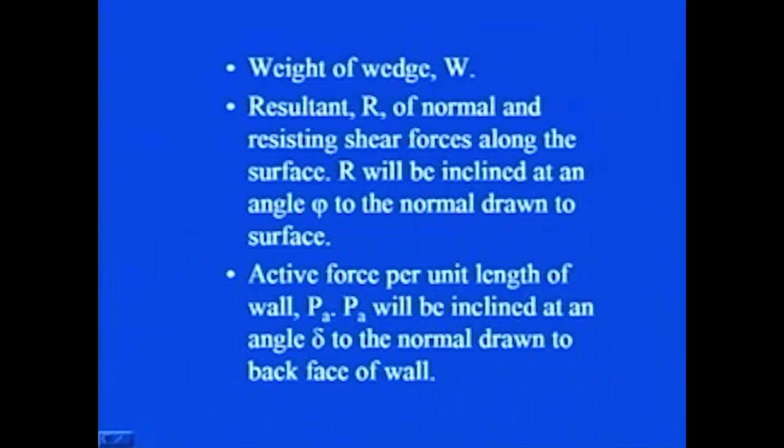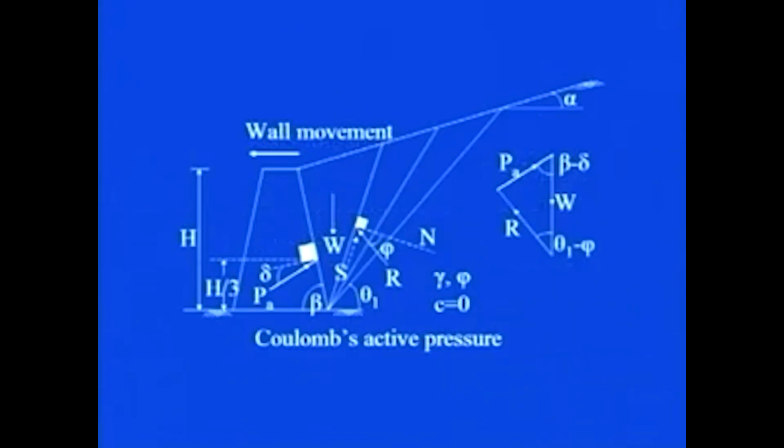And then along with this weight of the wedge and resultant R, as I explained to you, there will be active force per unit length of the wall, which I am denoting as PA. This PA will be inclined at an angle delta from the normal to the back face of the wall. As you can see here, if this is the face of the wall, this is the normal to the face of the wall, and from there if I draw a line making an angle delta in this manner, this will be the direction of active force, and this will be acting at h by 3 from the bottom of the wall.